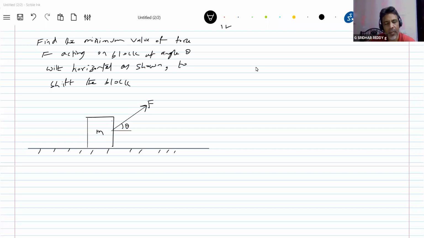Now you have to find out the minimum value of force F that should be applied on the block so as to shift the block. So what is the question asked? Minimum what? Minimum pull force. So you look at this one. Is it a push or pull force? It's a pull force here. So if you want, I'll write it very clear. Pull force.